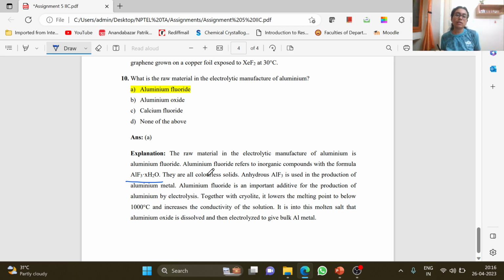So these were some questions I selected to discuss for these fluorine containing materials. Now if you have any further questions, you can ask in the discussion forum or you can mail me also.